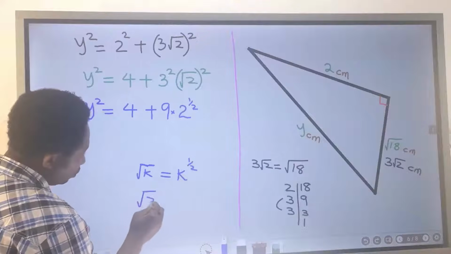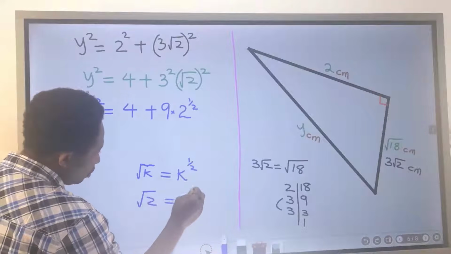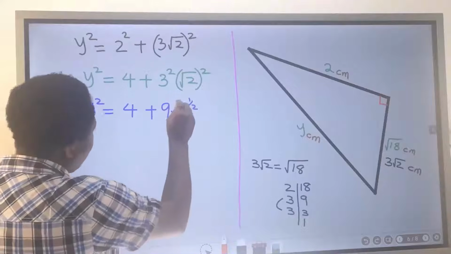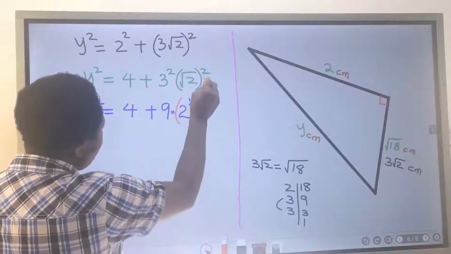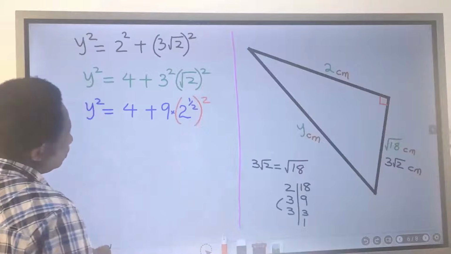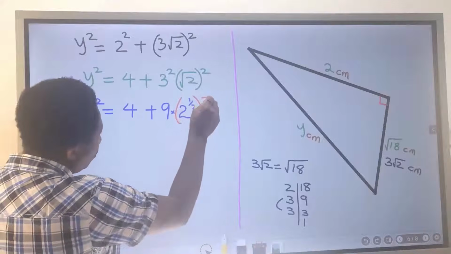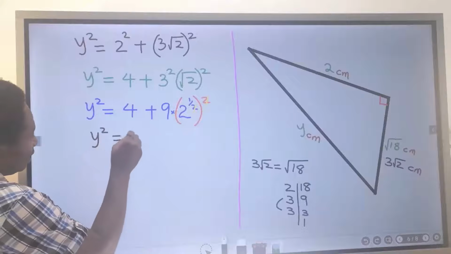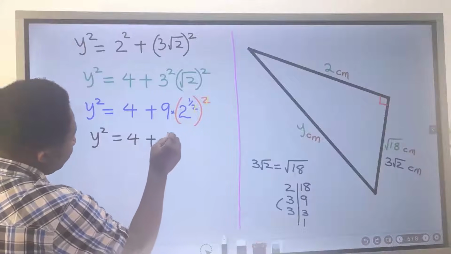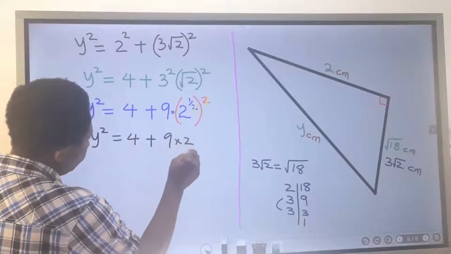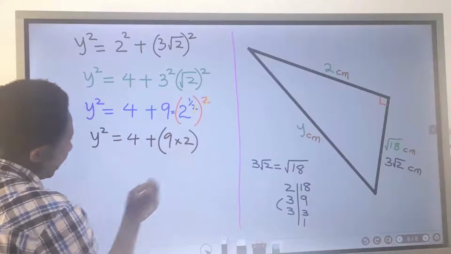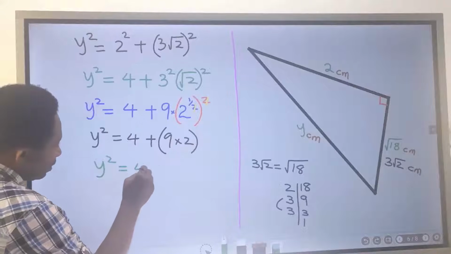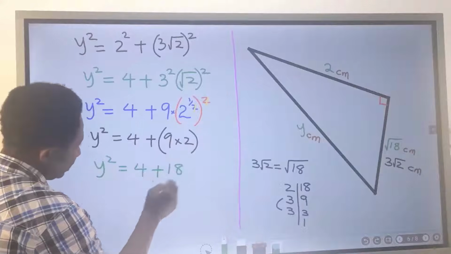The square root of 2 is the same thing as 2 to the power of 1 over 2. That's what I've just done here. And this got a squared. Next, these 2 we take away these 2, and we are left with y squared is 4 plus 9 times 2. This 9 will multiply these 2, and we have y squared is 4 plus 18.